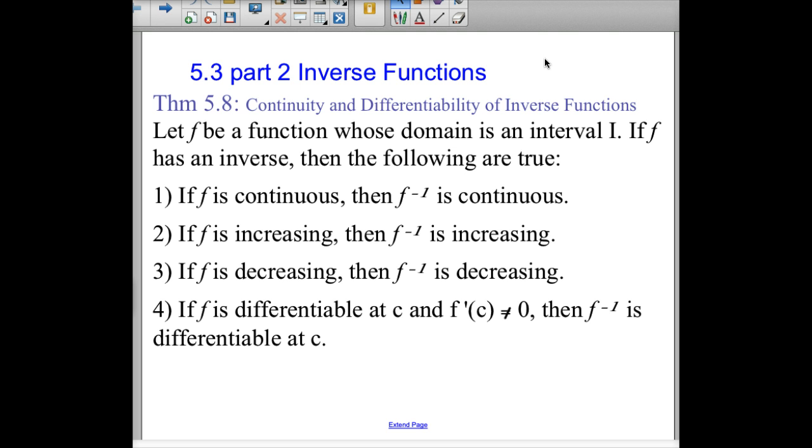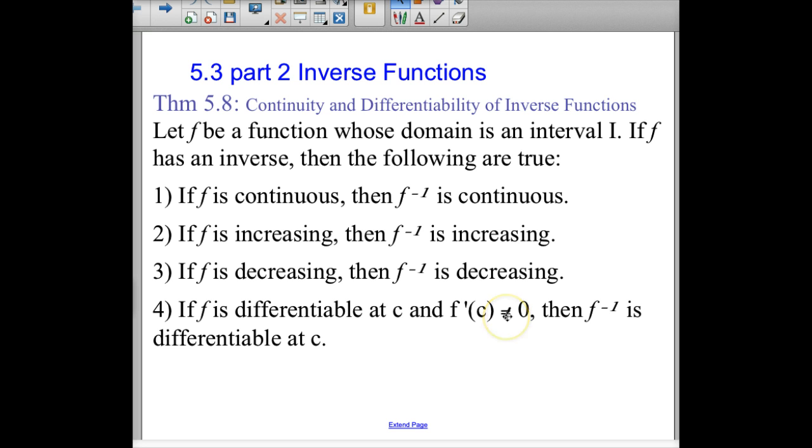And finally, if f is differentiable at a certain point in the interval called c, and the derivative at that point does not equal 0, then its inverse is differentiable at c. But if f is differentiable, which means there are no sharp turns, no asymptotes, no jumps, no holes, but the derivative equals 0 at some point c, then f inverse is not differentiable at that point. So as long as c isn't an asymptote, a hole, a jump, a sharp turn, and the derivative doesn't equal 0.